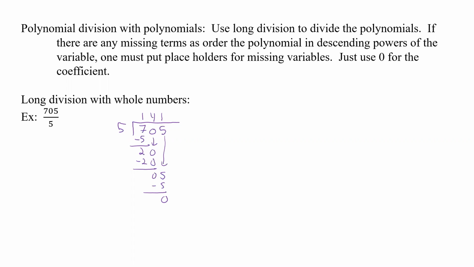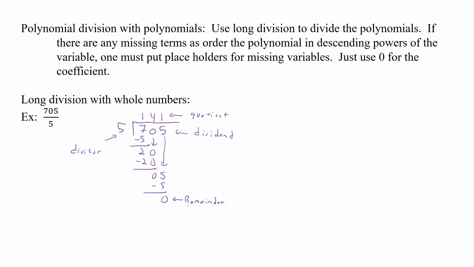Okay. Now, the key things we need to remember are the 5 is called the divisor. This is called the dividend. This is the quotient. And if there's a number here, that is the remainder. So we'll have all those different things, and it's going to work the same way with polynomials.